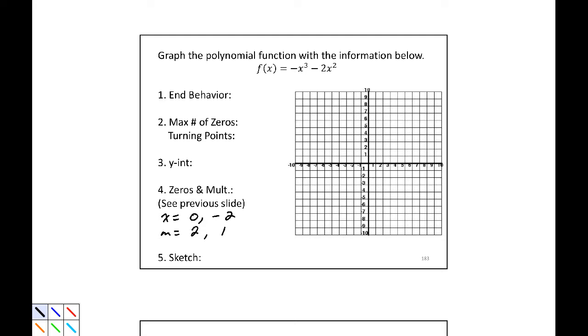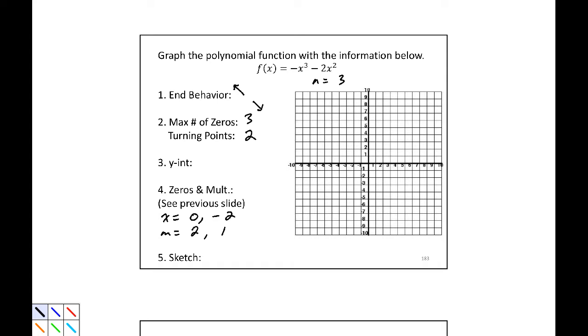So that tells us that this function rises to the left and falls to the right. Now, based off of our degree, because our degree is n equals 3, the maximum number of zeros we could have is 3, and the maximum number of turning points is 1 less than that, so 2.